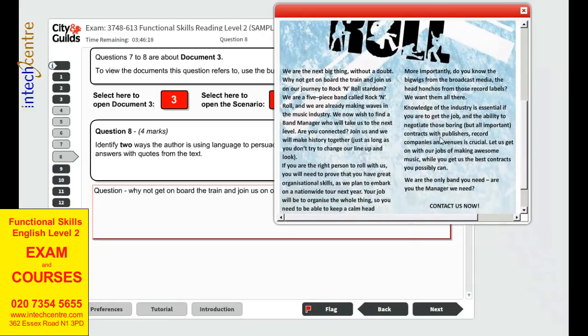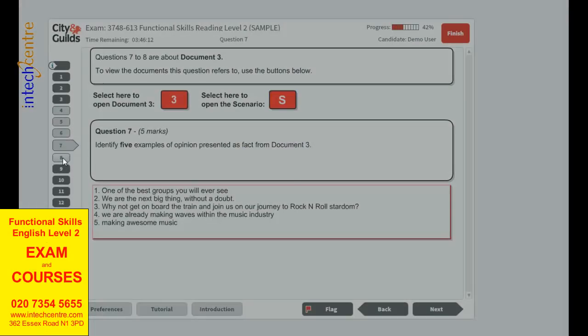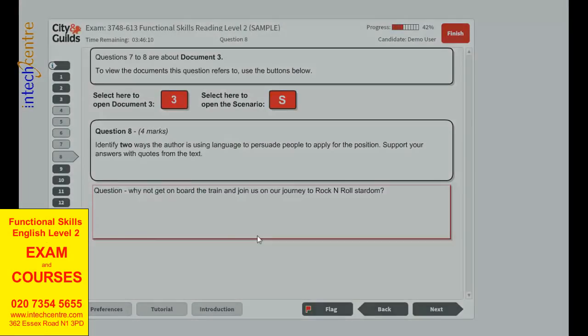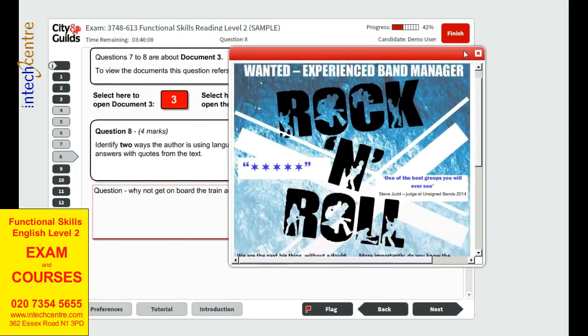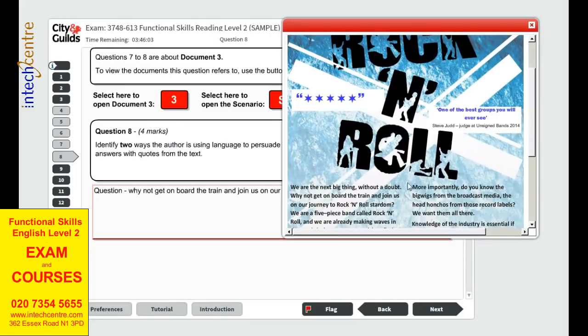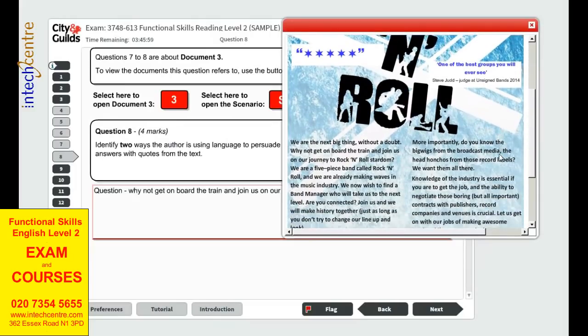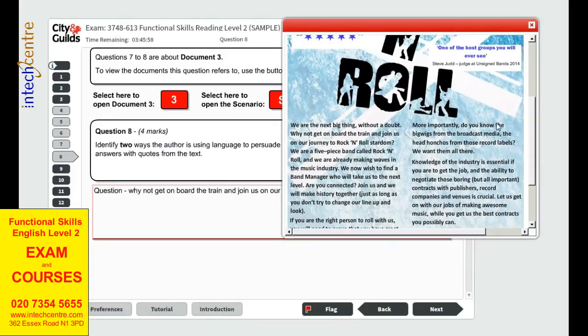Again, biased language. So as we've stated previously, about opinions presented as fact, it's also biased. The way they are speaking, it's very opinionated, in which they are saying they're one of the best groups. They are the next big thing, without a doubt. They're very clear and very biased in their portrayal within this flyer.